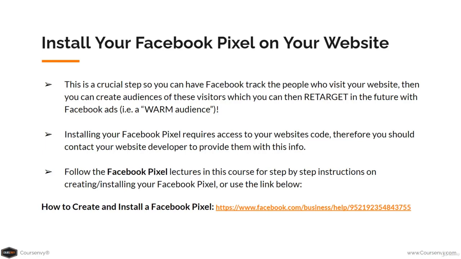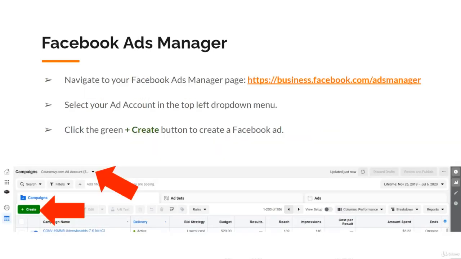So follow our Facebook pixel lectures in this course for step-by-step instructions on creating and installing your Facebook pixel, or use the link below. Finally, now that we have a Facebook business account set up, we can navigate to our Facebook Ads Manager page at this link. We can select our ad account in the top left drop-down menu. Then we can click that green Create button to create a Facebook ad.